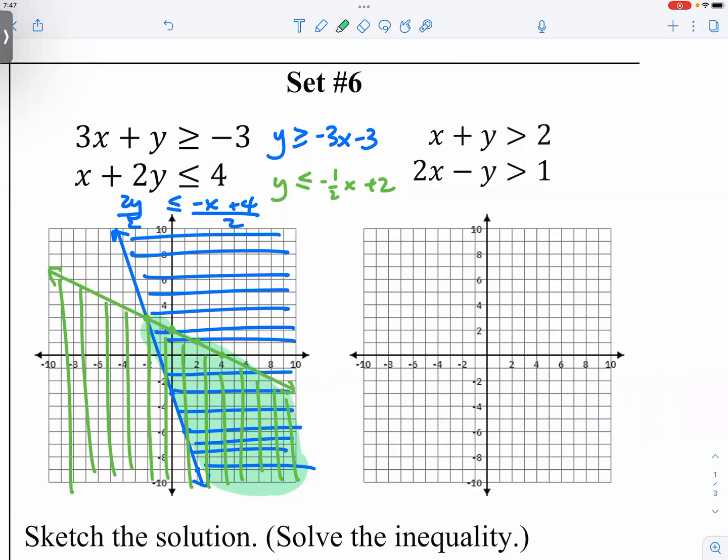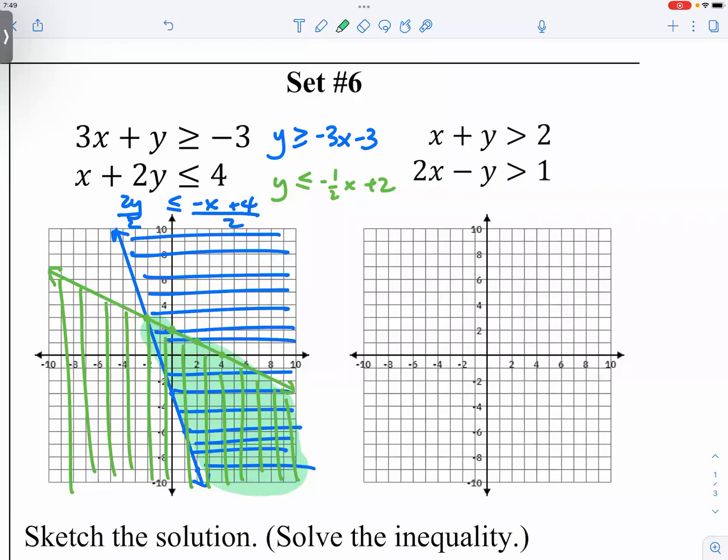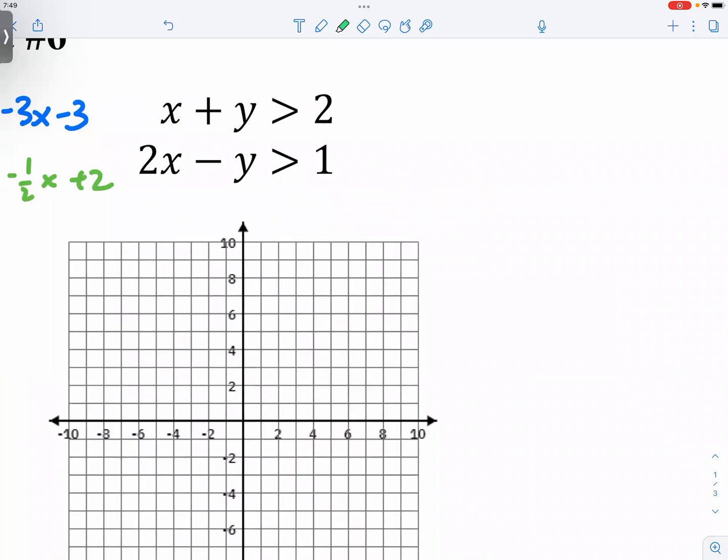So now, can you go ahead and try out the second part right here on your own? So again, it is not in slope-intercept form, so please go ahead and make the slope-intercept form. I'll give you 2 minutes, okay, to work on it. So just to make sure that the equations are accurate.